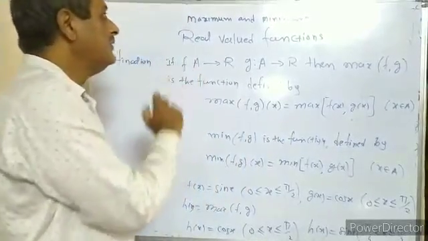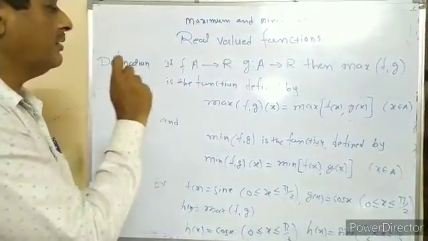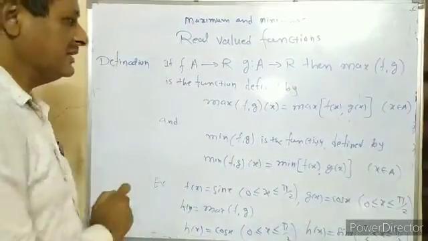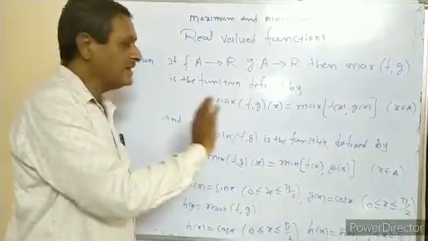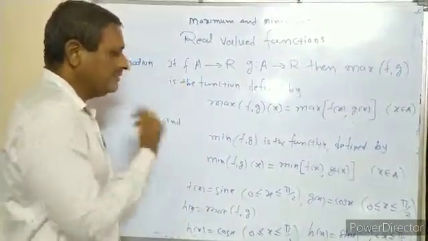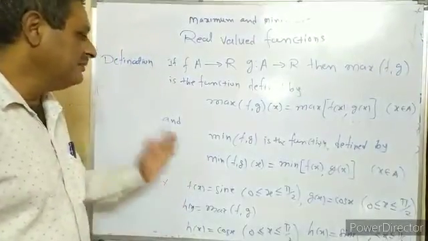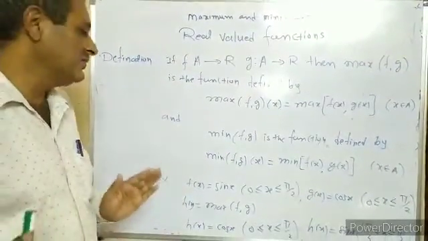This is the definition of the maximum valued real valued function for two functions. It can be extended for three functions also. Similarly, you can define the minimum of two real valued functions.